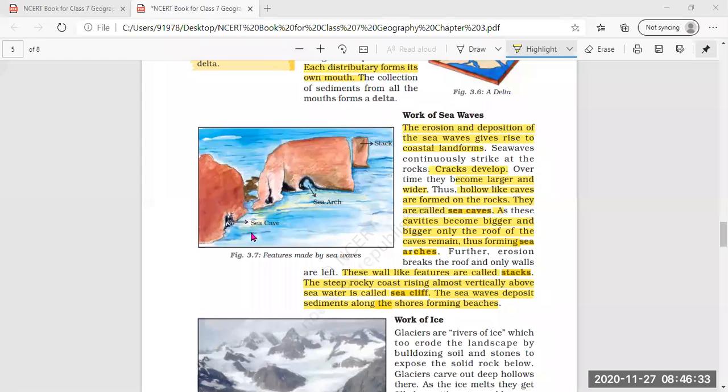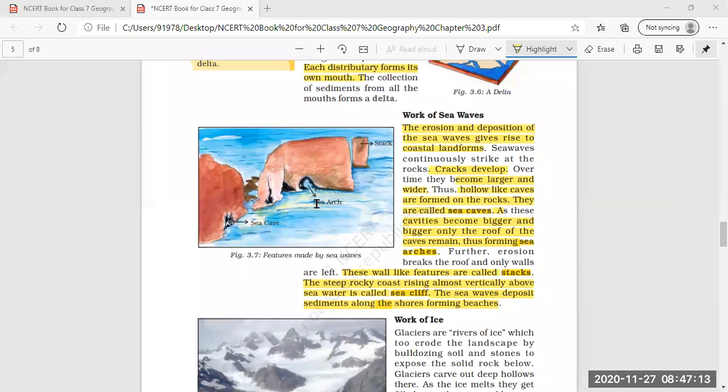Am I clear? First of all, due to the work of the sea waves, cracks develop, and by the passage of time, these cracks become larger and wider and take the form of caves. And then after the formation of sea caves, these caves become bigger and larger in size, and ultimately take the form of sea arches, where we can only see the remains of the roof on the top, like this, in the form of an arch.